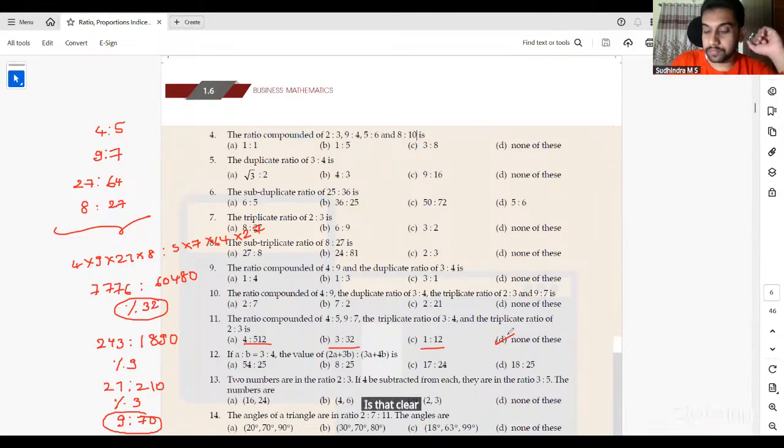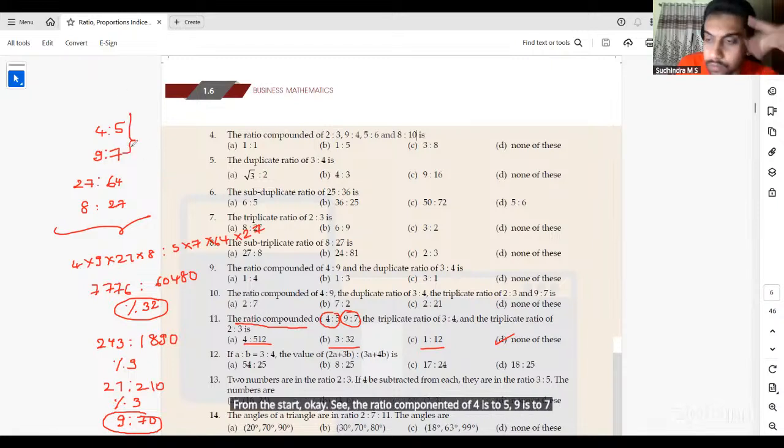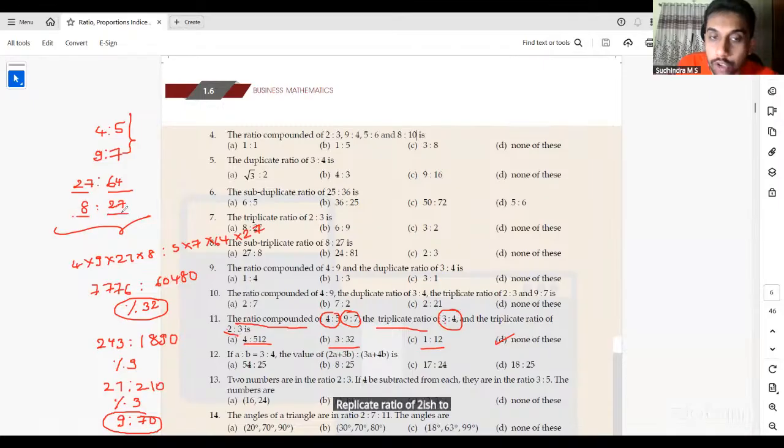Is that clear? Yes, sir. Could you explain again? Yes, Sunil. Which part of it? Sir, from the start. Okay. See, the ratio compounded of 4:5, 9:7 as it is. Triplicate ratio of 3:4: 3 cube is 27, 4 cube is 64. Triplicate ratio of 2:3: 2 cube is 8, 3 cube 27. So if I take the compound ratio, 4 into 9 into 27 into 8, 5 into 7 into 64 into 27, I get 7776 is to 60480.